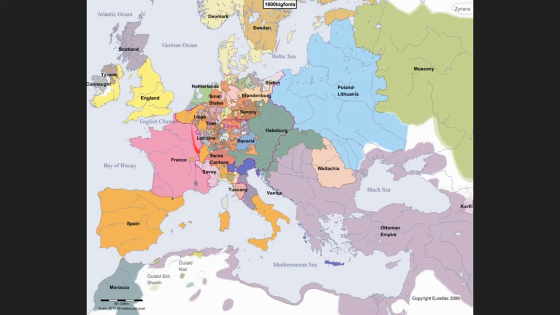And you can see in the middle here, where today Germany is, just a big mess of tiny little countries. This is known as the Holy Roman Empire. It was a bunch of countries that are all on their own and kind of controlled by the Holy Roman Emperor.